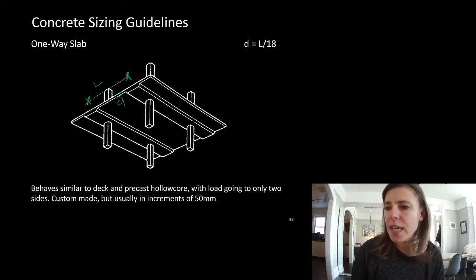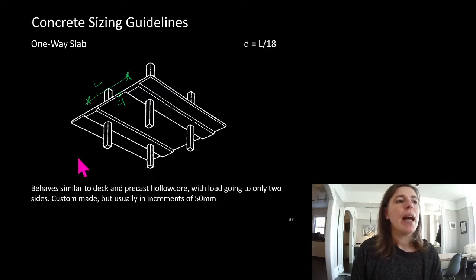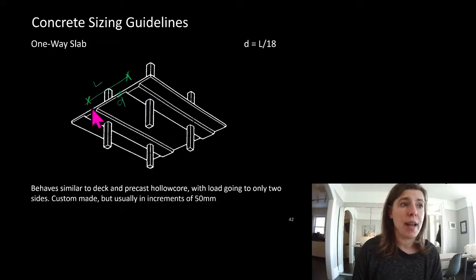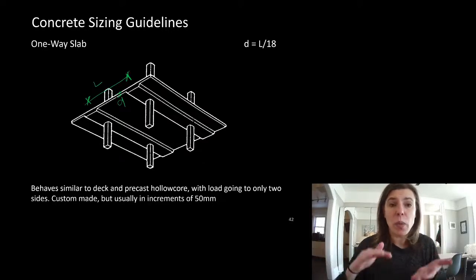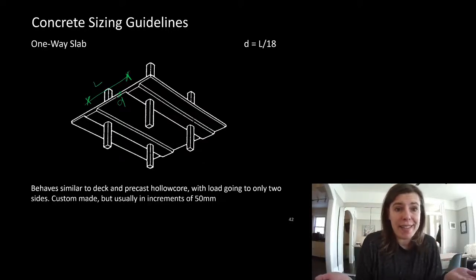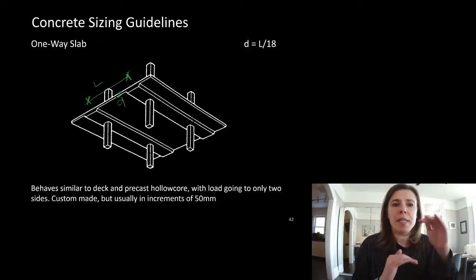So you can see here that this is the length that we're talking about, and that's the depth now that we're talking about. So this is similar to the precast hollow core with the load going to two sides. It's being supported here, and it's being supported here. Again, concrete is custom made. We set where our plywood is when we form it to make that depth.